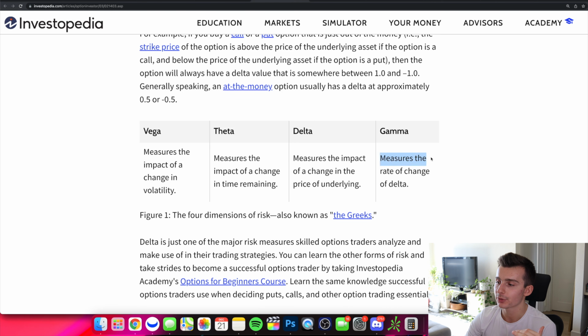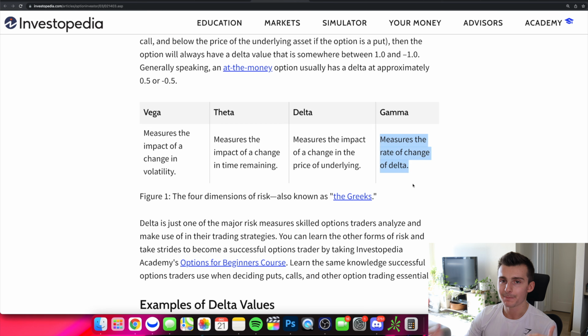Gamma is going to measure the rate of change of the delta. That might sound complicated, but the delta is not going to be the same. The further a stock gets to being in the money, the more the delta is going to move towards 1 or -1. So you can be looking at options that are almost trading exactly along with the stock.